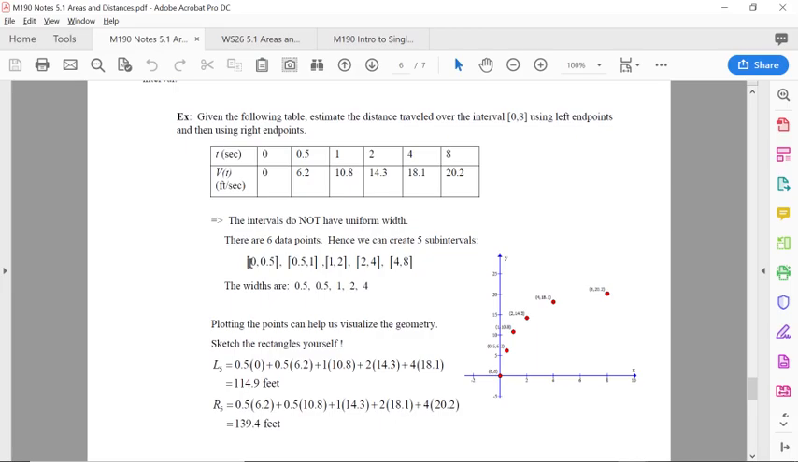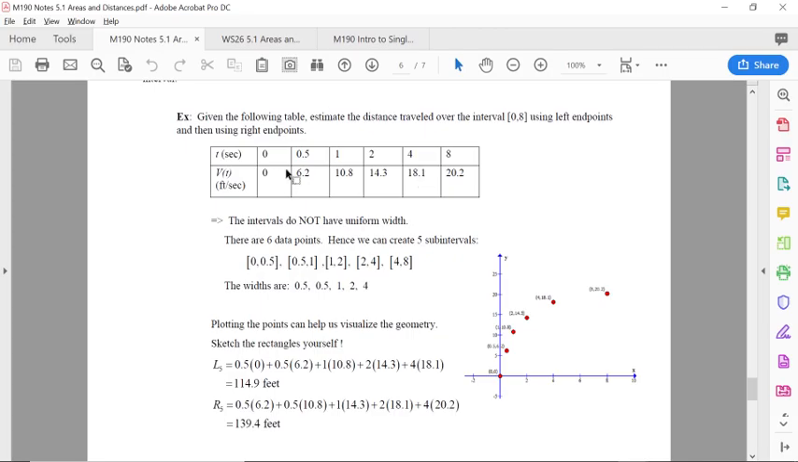And ultimately then the height of the rectangle is found by interpreting what the function outputs there. So the height of the first rectangle would be 0 by the left endpoint. And then 0.5 would be the second left endpoint. So the height of the second rectangle would be 6.2. The height of the third would be 10.8. The height of the fourth is 14.3, and the height of the fifth is 18.1, and then we're out of left endpoints. We have no more left endpoints that we can use beyond the 18.1 output value.